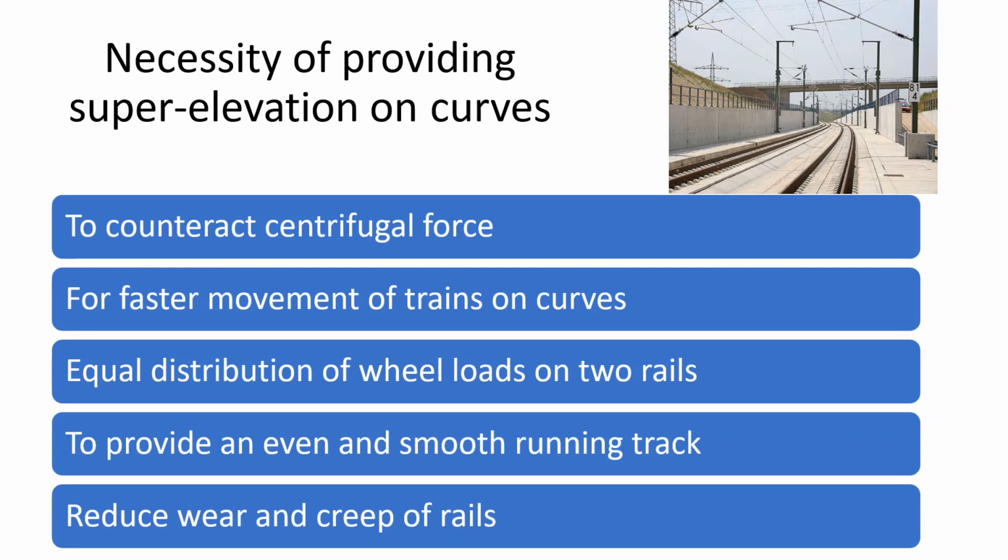The objects of providing super elevation: one is to introduce a centripetal force for counteracting the effect of centrifugal force. This will result in the faster movement of trains on curves, and it also prevents the chances of derailment and reduces the wear and tear, and also it will reduce the chances of creep. It again provides equal distribution of wheel loads on both the rails so that there is no tendency of the track to move out of position.